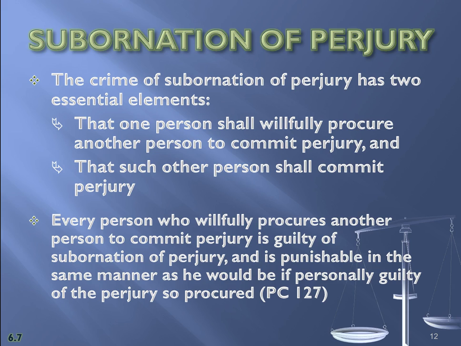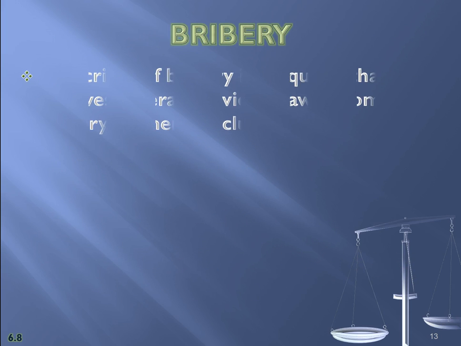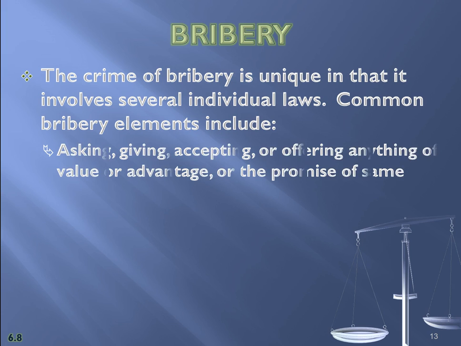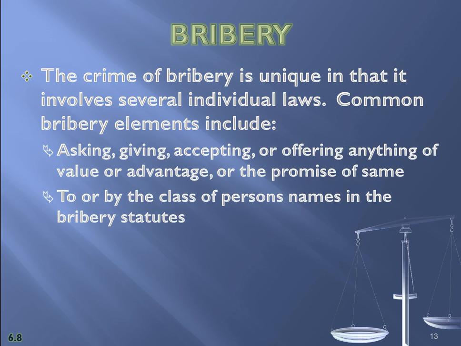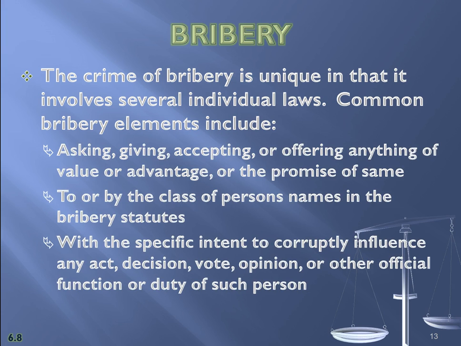Remember, the crime of subordination of perjury has those two essential elements, that one person willfully procures another, or gets another, to commit perjury, and that two, that such other person shall commit perjury. So there you have the subordination of perjury. Well, what about bribery? And what does that really even mean? And we hear that a lot. We hear bribery actually quite a bit.